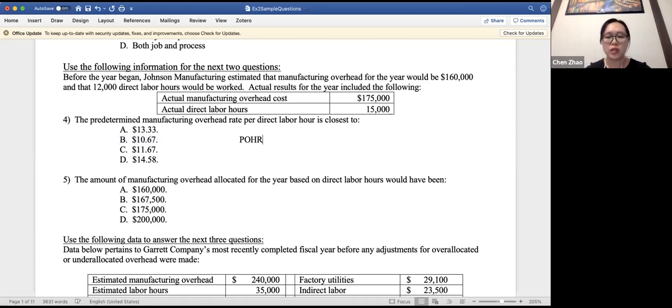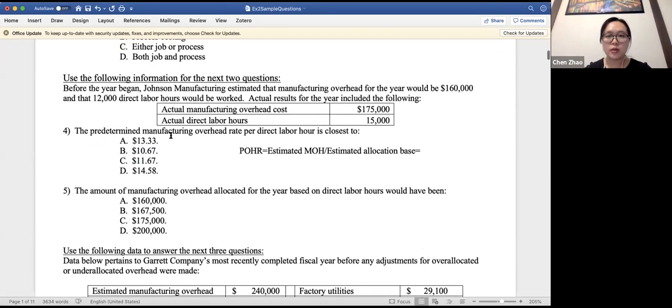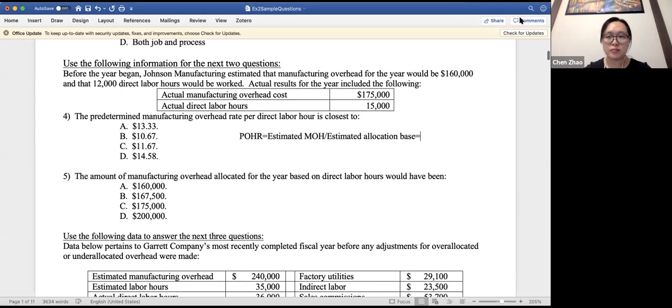Predetermined overhead rate will be equal to. Remember the word that I said very loudly every time: estimated. So estimated MOH divided by estimated allocation base. Okay, remember that? Now tell me, what is estimated overhead? You can actually type in the answer in the chat if it would be easier for you.